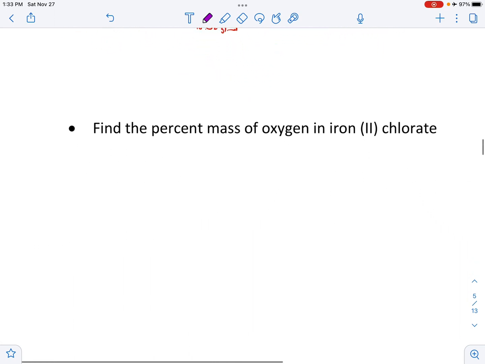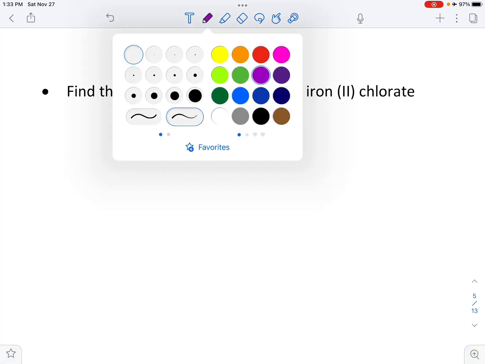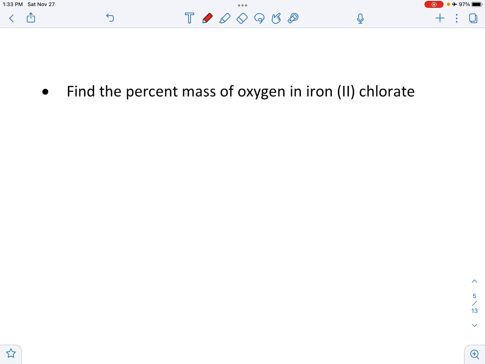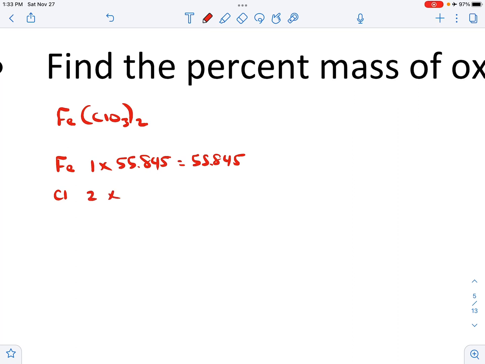Let's try another example. This time it says, find the percent mass of oxygen in iron 2 chlorate. This is the one we did yesterday as well, so you could flip back if you wanted to, but I'm going to just resolve it because it doesn't take us that long. So our formula, iron 2 chlorate, we've got this right here. Our Fe, we've got 1 times 55.845, which gives us 55.845. We have Cl. We have 2 of those times 35.4527.